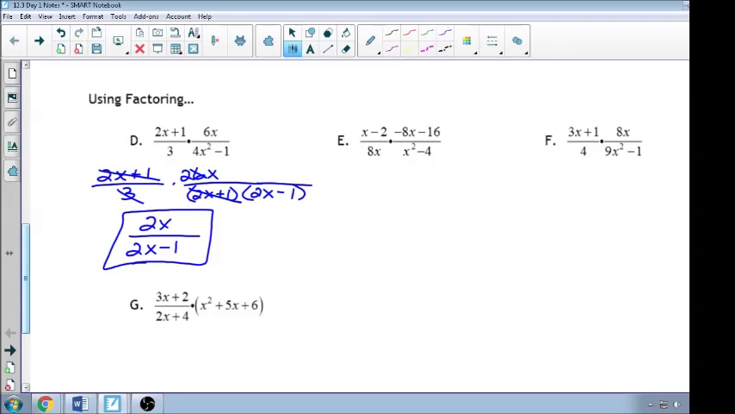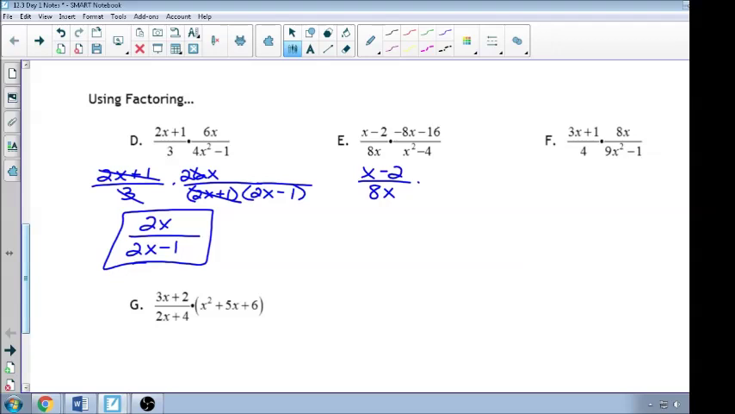So again, on E, what I'm looking to do is simplify as far as I can first. So x minus 2, can I simplify it? No, so I'm going to leave it alone. 8x, same thing. So I've done the entire left fraction to start with already. There's nothing I could do to simplify it. Now I'm going to look at the negative 8x minus 16.